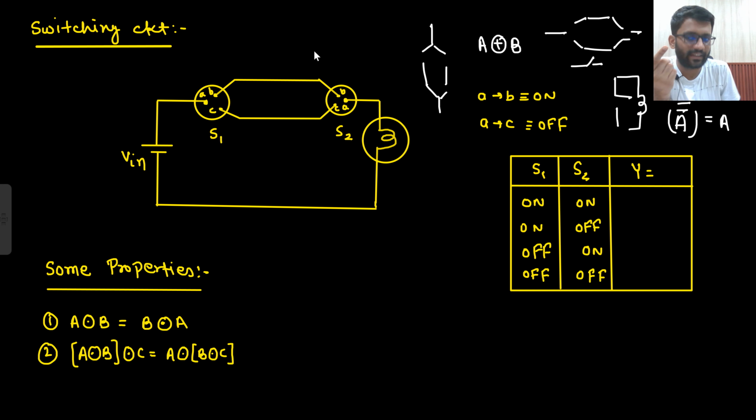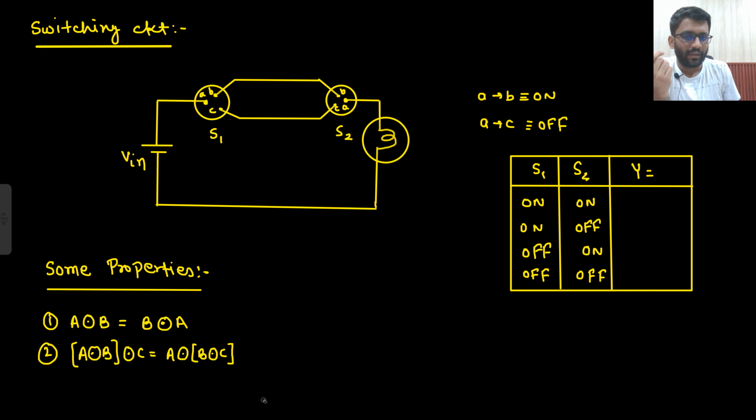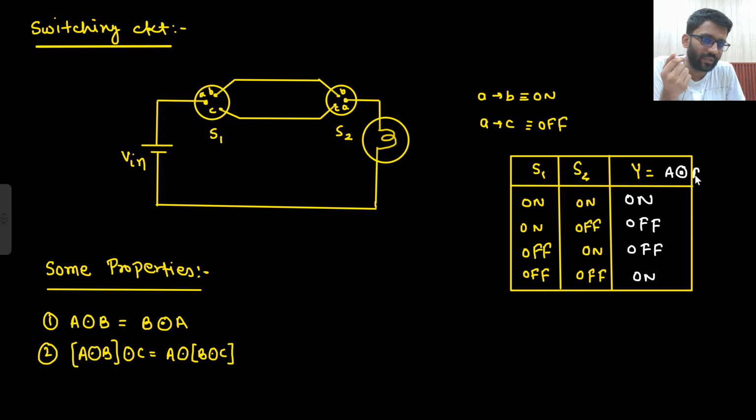Similarly, if it was connected in parallel, I was getting A XOR B. Now if it is connected in series, I will get the bar of that. You can do it on your own. If both are connected to B, then the bulb will turn on. If one is on and one is off, the switch will be open circuited, so it would be off. If both are connected to C, then the bulb will turn on. So it would be A XNOR B.